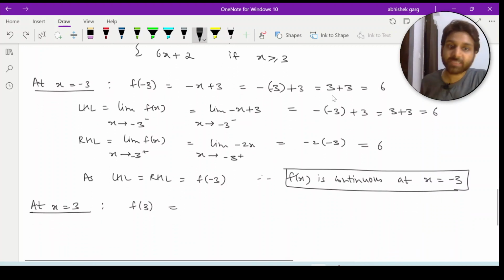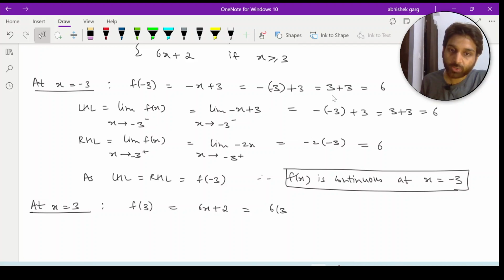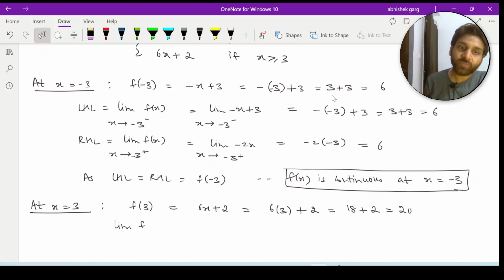तो वी विल यूज 6x+2. ये जो 6x+2 है इसके अंदर आप डाल दीजिए x की वैल्यू को 3. तो इफ़ यू डू दैट क्या देगा? 18+2 विच इज इक्वल टू 20. नाउ यू हैव टू कैलकुलेट द लिमिट ऑफ द फंक्शन f(x) एट x टेंडिंग टू 3.